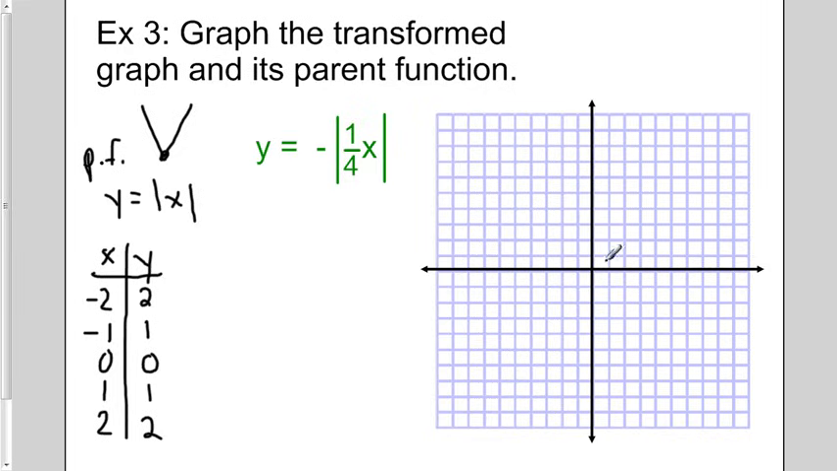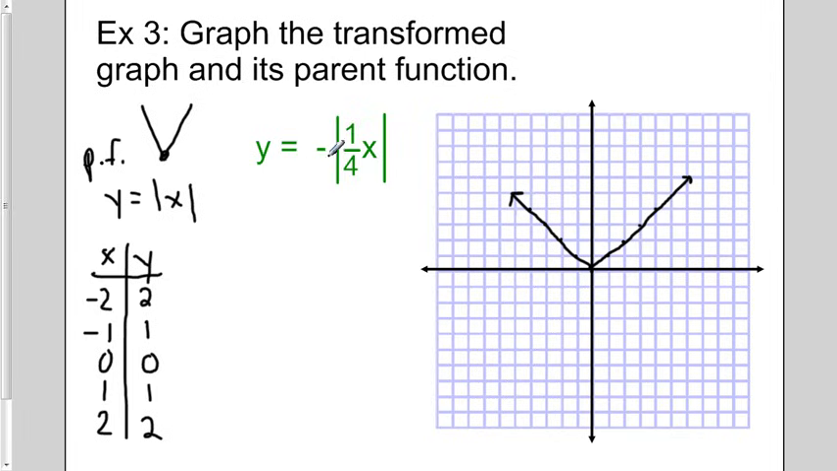Let's graph these points. Got 1, 1, 2, 2. We'd have 3, 3, 4, 4, and so on. Then we got -1, 1, -2, 2, -3, 3, and so on. So it's two nice straight lines, one with a slope of 1, one with a slope of -1. Okay, there's our absolute value graph.